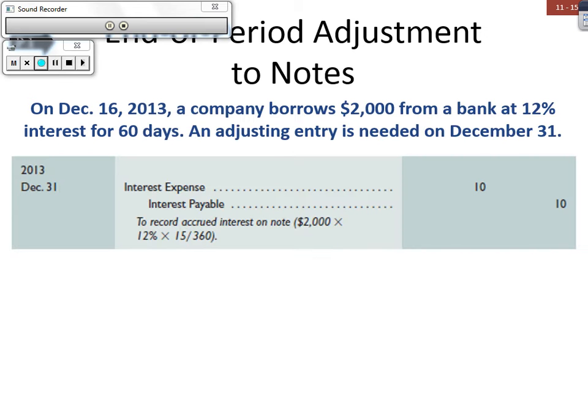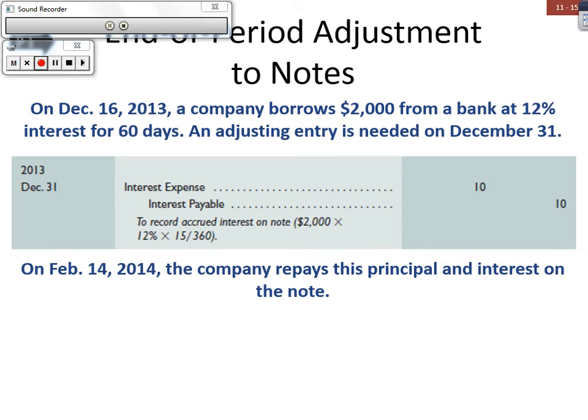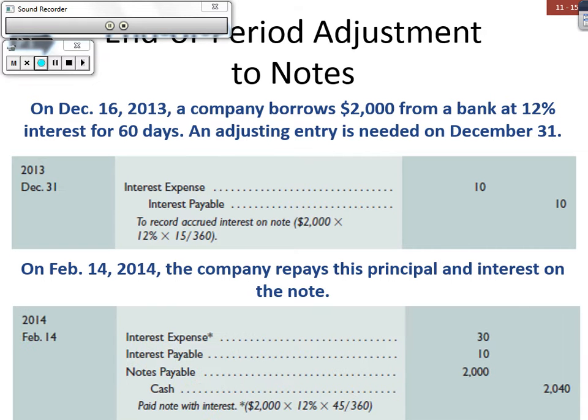So it says on December 16, 2013, a company borrows $2,000. It's the same $2,000 that we dealt with before, 12% interest rate, 60 days. This time, what they're doing here is, instead of waiting for the end of the, what date? What has happened? Instead of them waiting until, what was that date I just told you about? Maturity date. So instead of waiting until the maturity date, they have decided to record interest 15 days in.